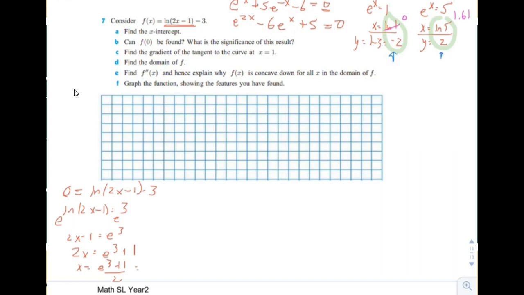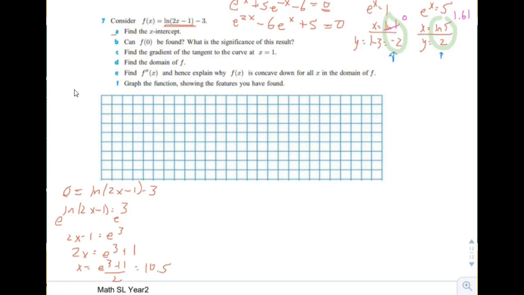We can kind of find a rough value for that. We'll do e to the third plus 1. That gives us 21.1, divided by 2 gives us 10.5. Okay, so the x value is 10.5. That's where it crosses the x-axis. Okay, so that's the answer for A.